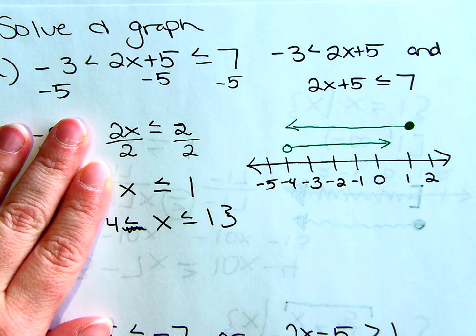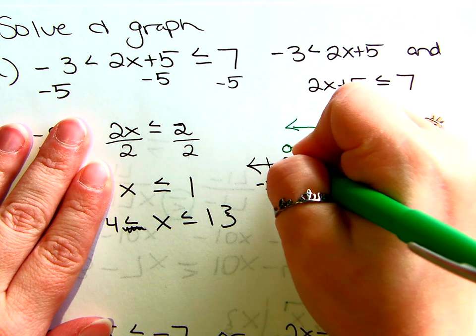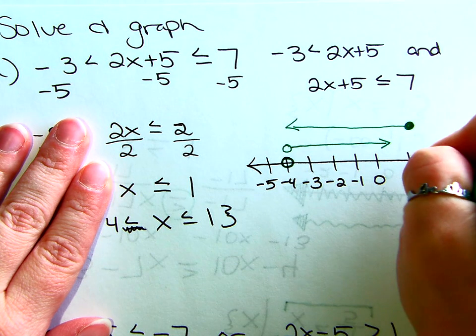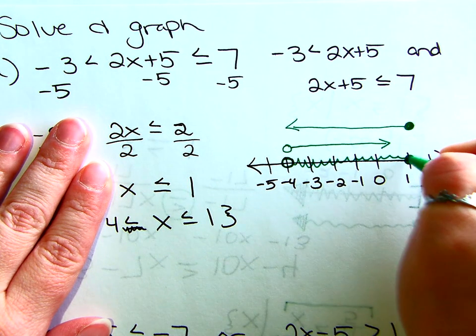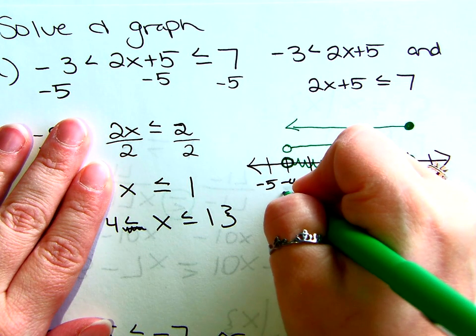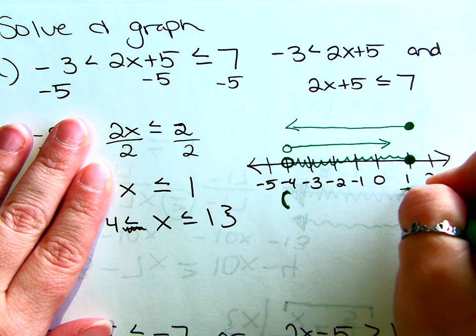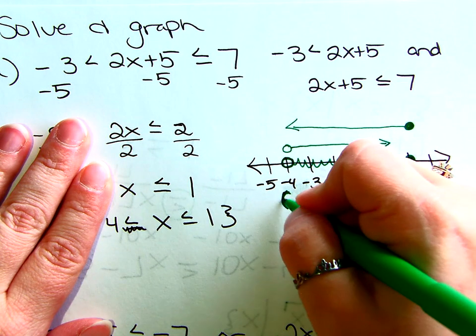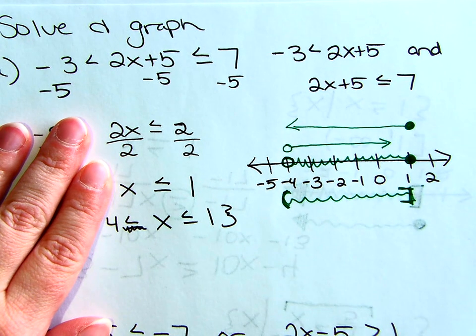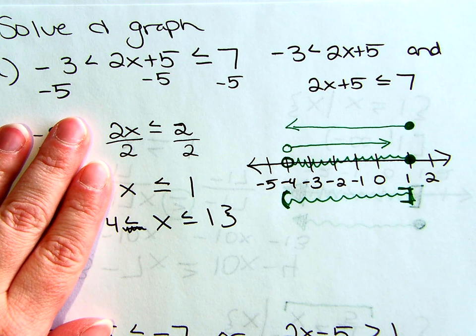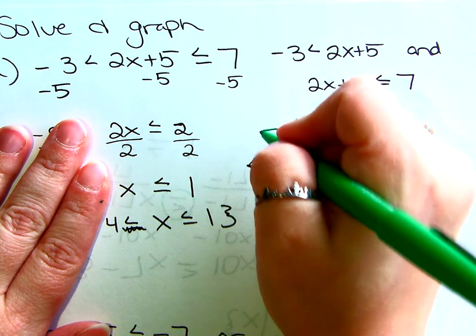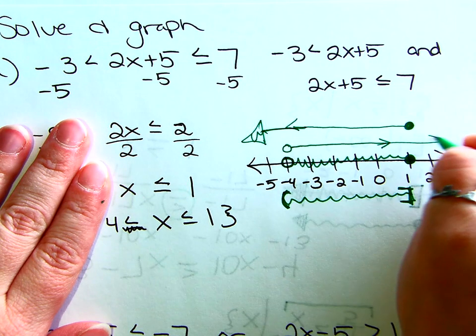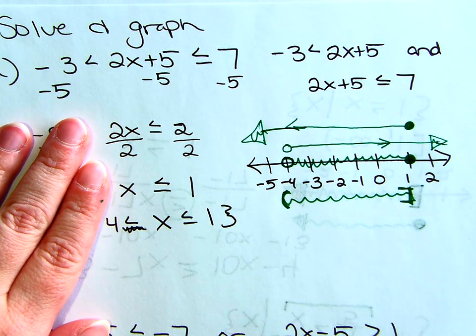So where do these overlap? They overlap from an open circle at -4 to a closed circle at +1, and everything in between. Or, if you like the brackets, it's a parenthesis at -4 and a squared-off bracket at 1, filled in. Maybe my picture is a little deceptive. If I was only looking at half at a time, this would go off towards infinity, and that would go off towards infinity that way. So we're looking at where they overlap because it says AND.